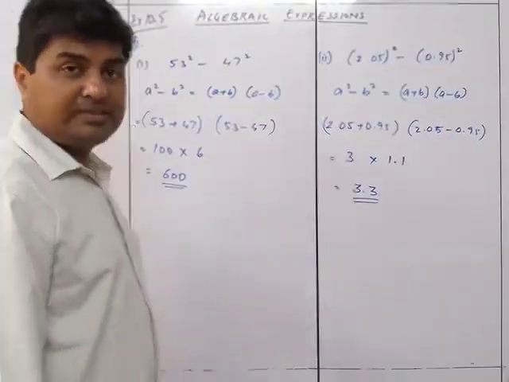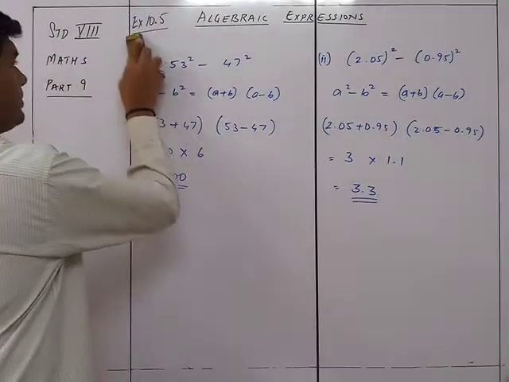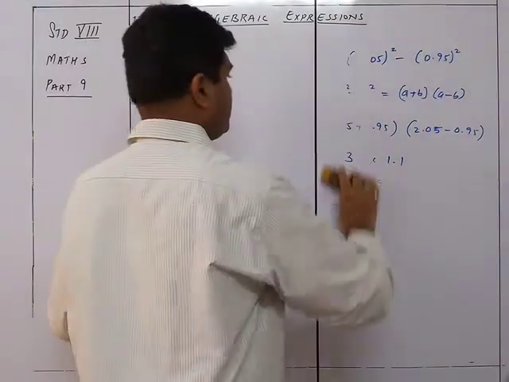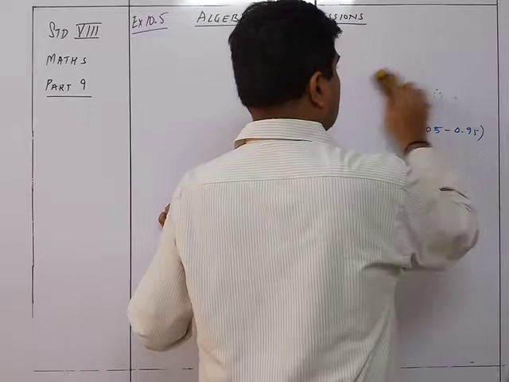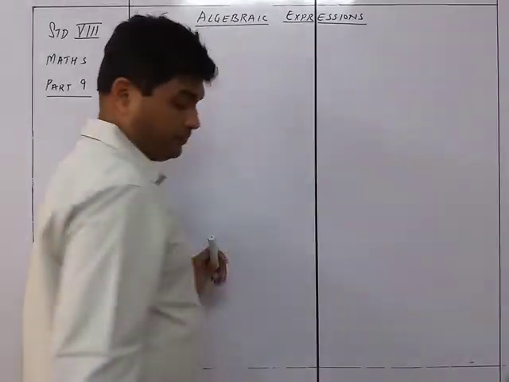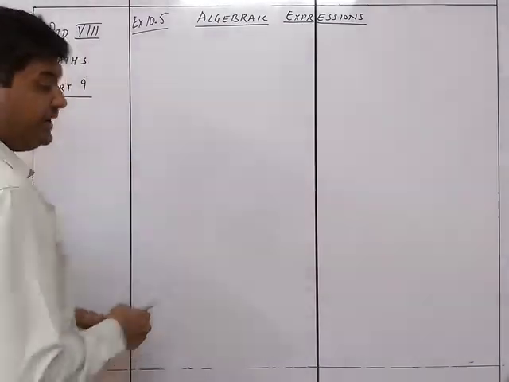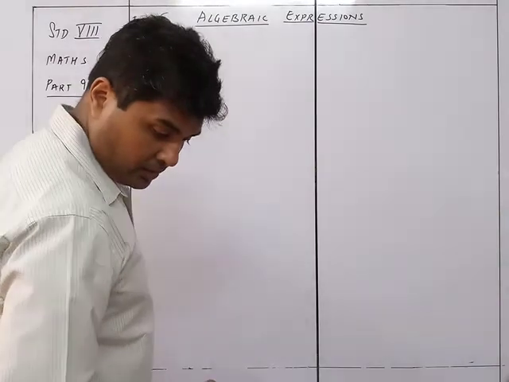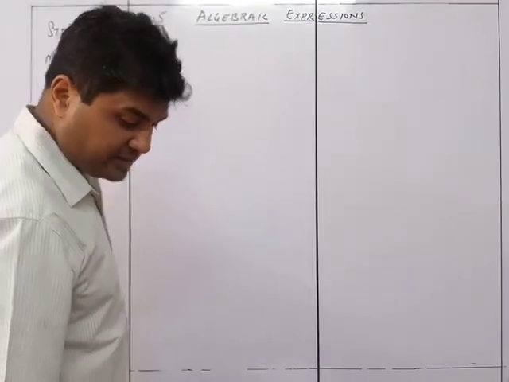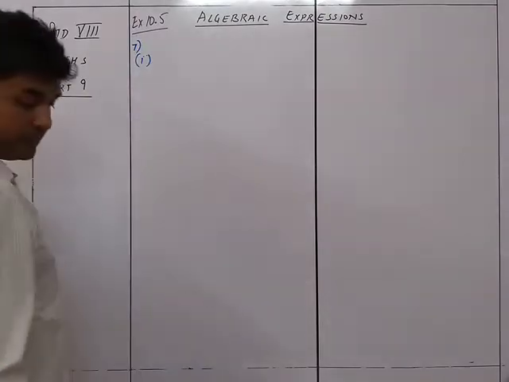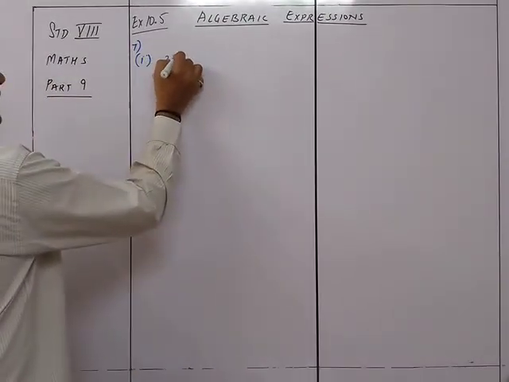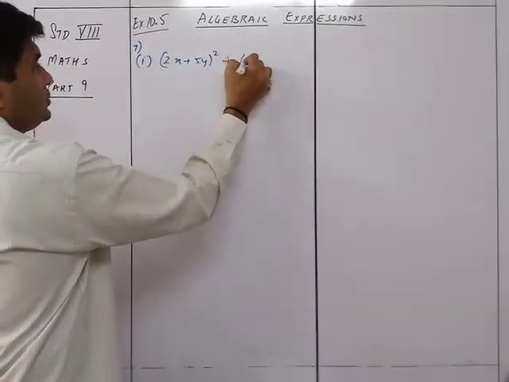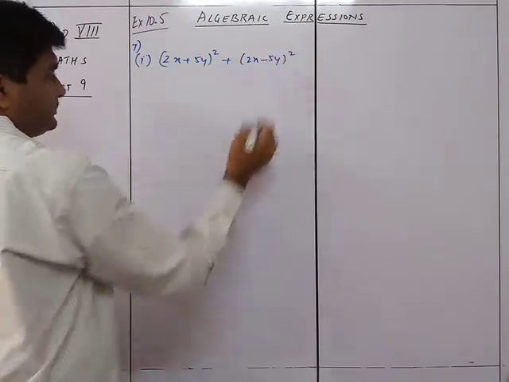We move on to sum number 7 now. You have to simplify, so just direct simplification. We'll go over the second sum. Oh, there are 3 sums, so again I'll take the first and the second sum. So the first sum is 2x plus 5y the whole square plus 2x minus 5y the whole square.